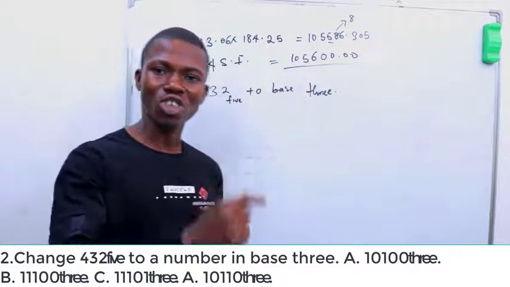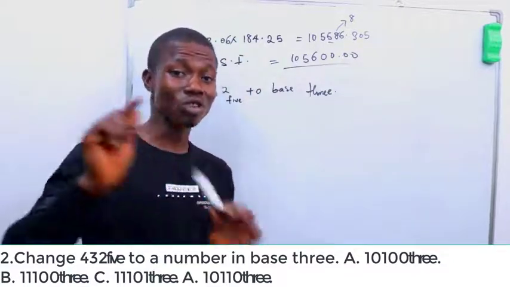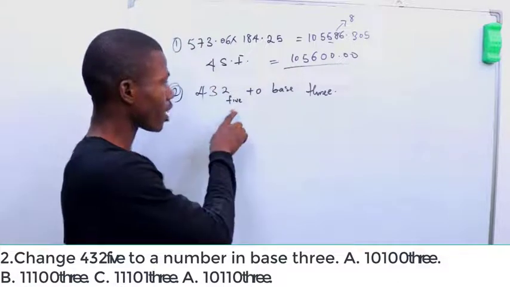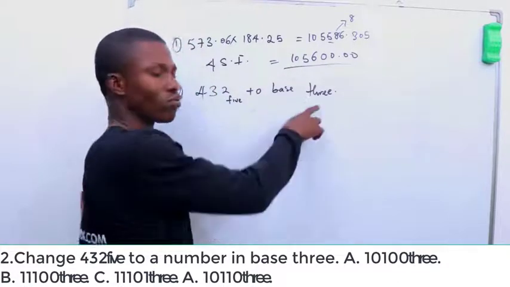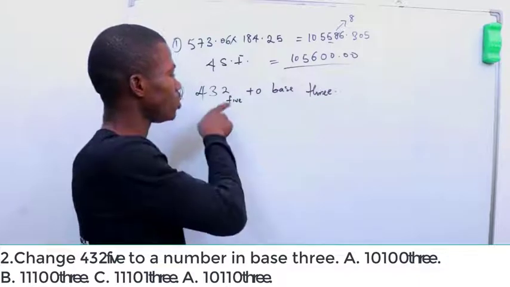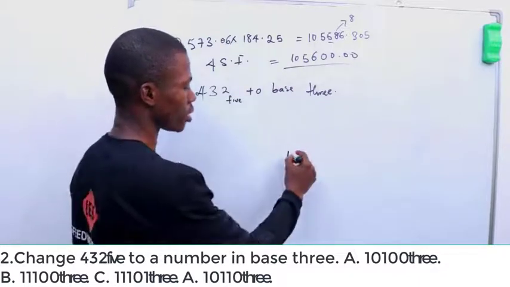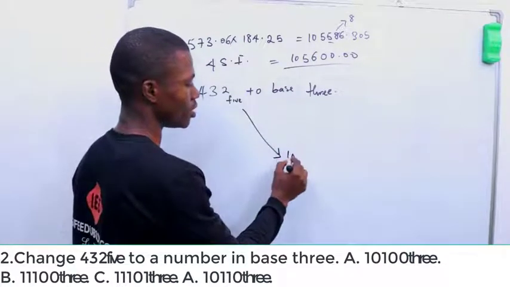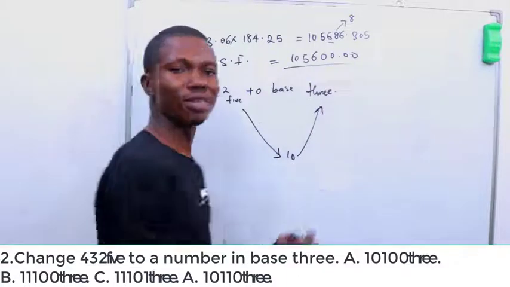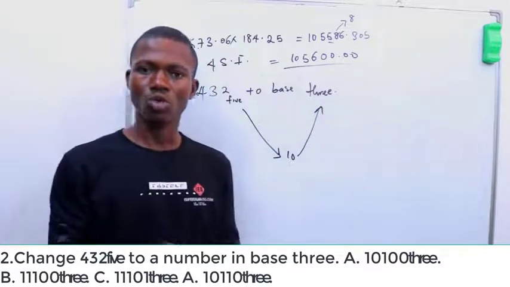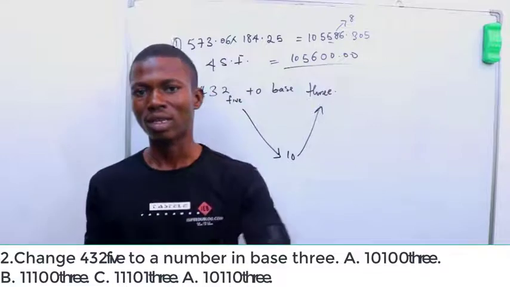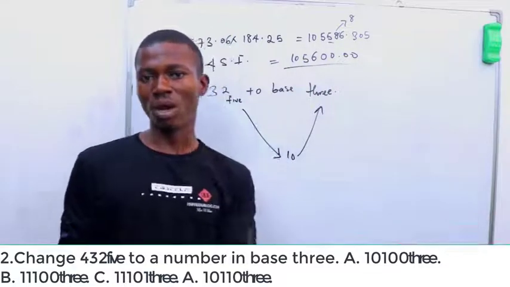When they ask you to change from one base to another base that is not base 10, like from 5 to 3, you can't go straight from 5 to 3. What you can simply do is go from 5 to base 10 before you go to base 3. So let's first go to base 10 and then go to base 3 and check our option.